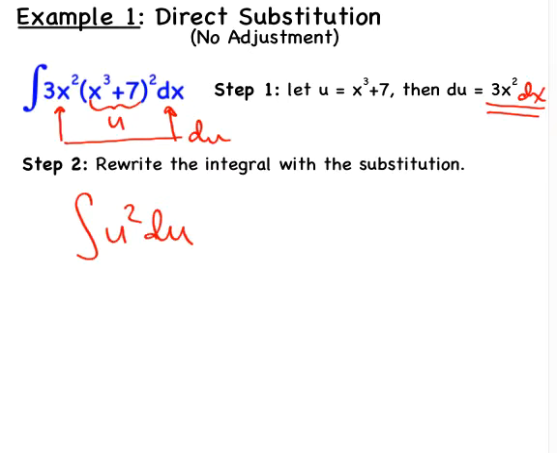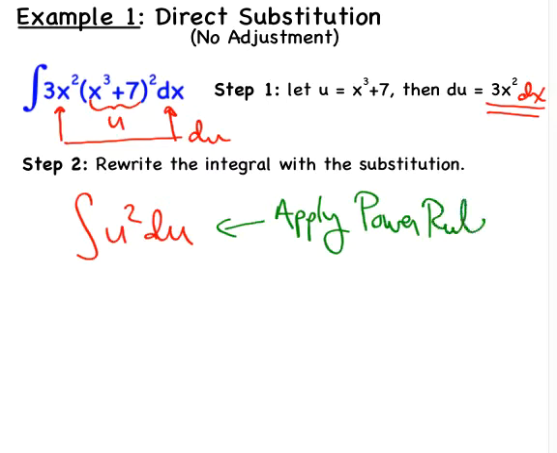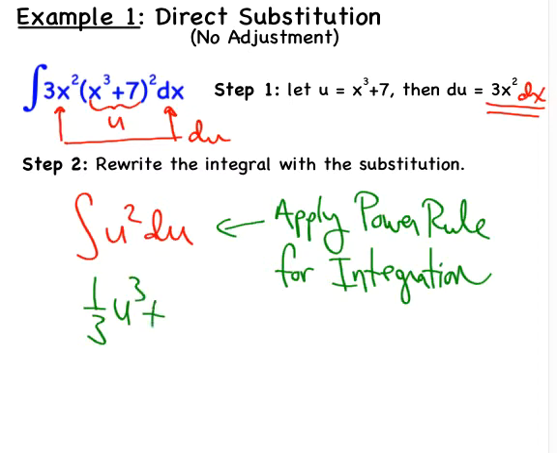Now this was what we were saying is the purpose of the substitution method. It simplifies it to a problem that we know how to solve. It makes a complex problem manageable. Now we apply the power rule for integration. And we see that we get 1/3 u to the third plus c.